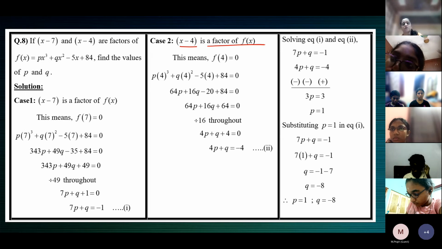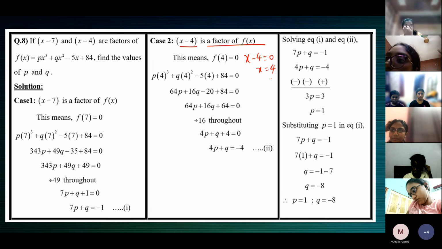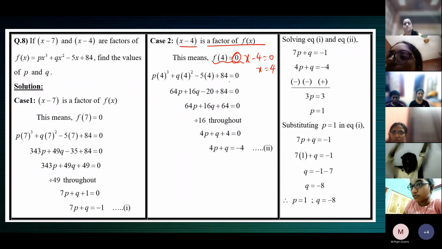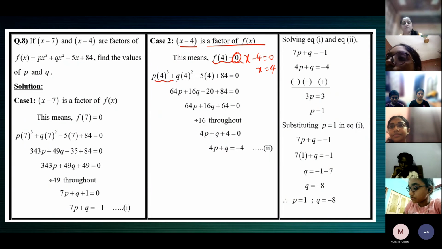X minus 4 is a factor of f of x. When you equate x minus 4 to 0, you get x is equal to 4. So f of 4 is equal to 0. This is the remainder. F of 4 means in f of x, wherever there is x, use 4.